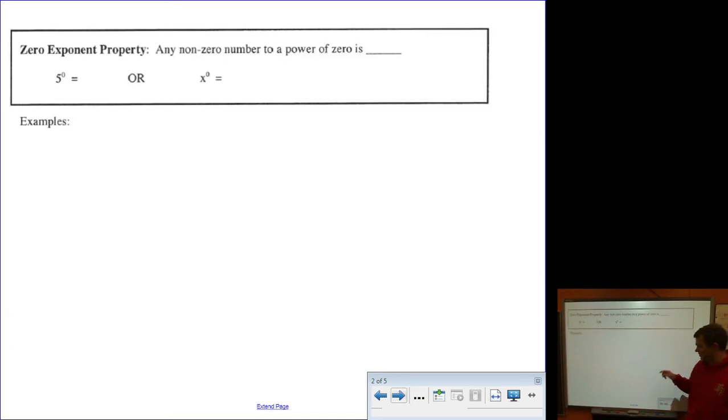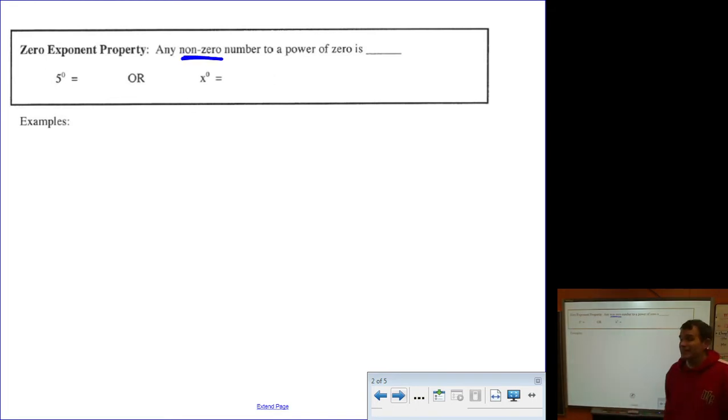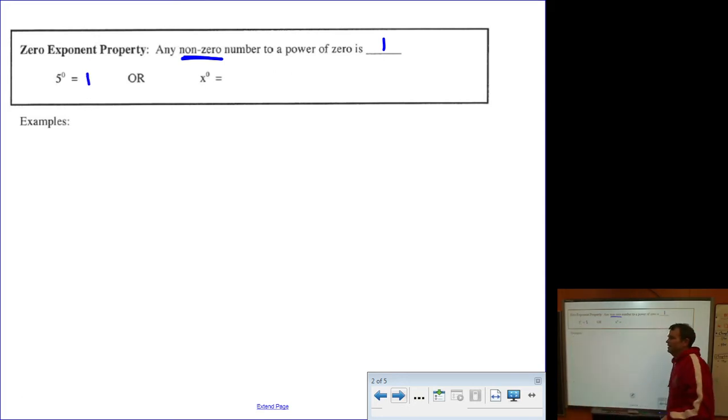That is called the zero exponent property. And it says any non-zero number, so the only thing this does not work for is the number 0, to a power of 0 is 1. 5 to the 0 would be 1. Even a variable like x to the 0 would equal 1.